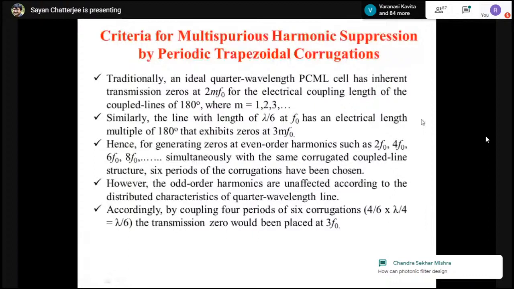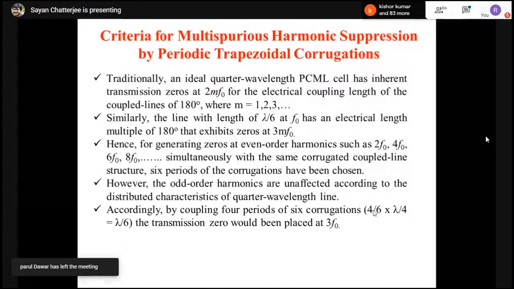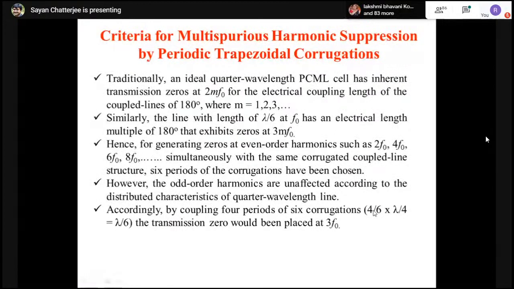So ultimately, what will happen? It means that your odd harmonics are unaffected according to the distribution characteristics of a quarter wave line. The last line basically gives you the exact expression. So if you have 6 prolongations, and if you have 4 of them to be matched from those 6, then 4 by 6 into lambda by 4 will give you lambda by 6. That is why the earlier figure shows that an exact one-to-one prolongation should not be matched for lambda by 6. So it means what? This is your lambda by 4.